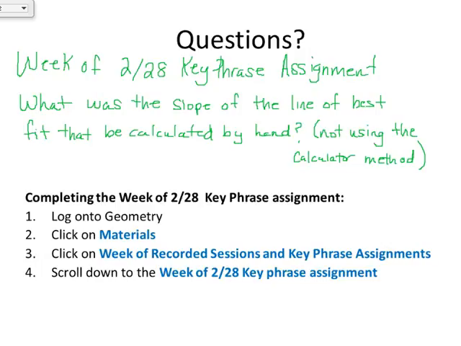At the beginning of this recording, we looked at taking values from a table and plotting them. We actually plotted them by hand, and then we drew in our line of best fit by hand. And I want you to tell me, what was the slope of that line of best fit that we calculated by hand? Please make sure you watch this recording because you will need to do this this week. And this is going to really help you to be able to do this.